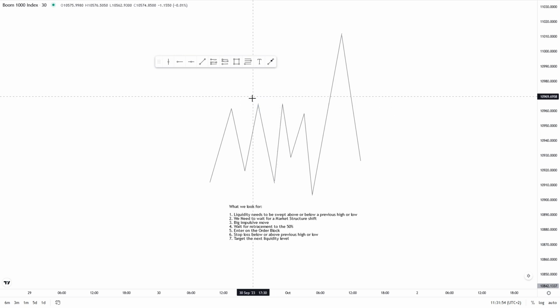I'm just going to go through some ICT stuff trading on the Riv. For example, in our case today, we have Boom 1000 on the 30 minute.